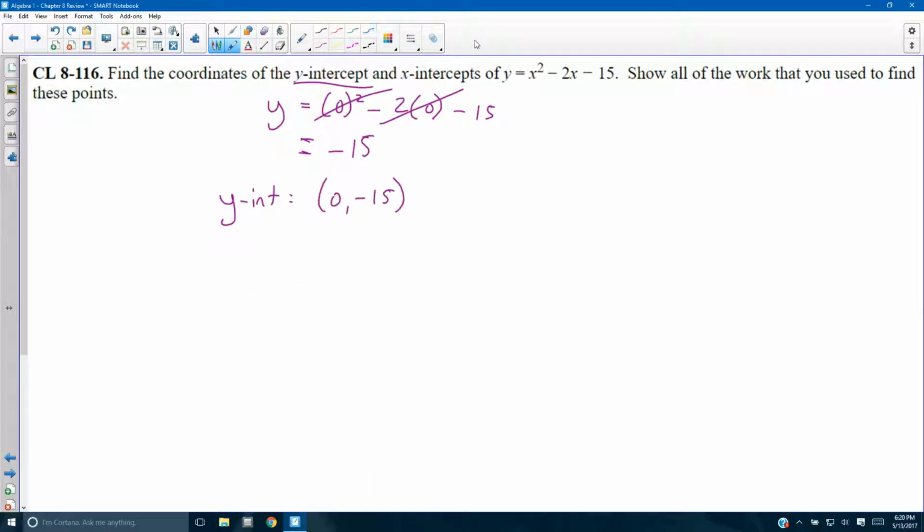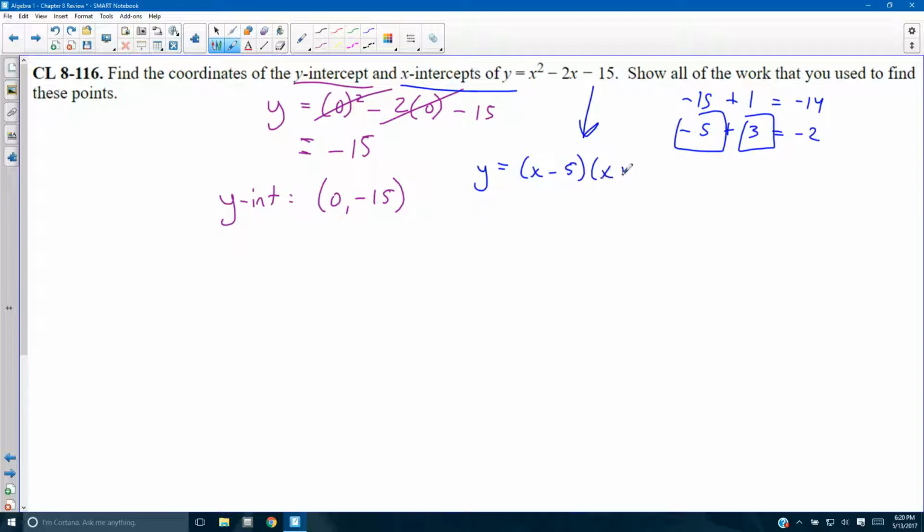X-intercepts. Factor. y equals x squared minus 2x minus 15. Remember, the more I factor with 1x squared, the less I want to do diamond and rectangle. What two numbers multiply to negative 15 and add to negative 2? Here are your factors of 15. The product is negative, which means one of these numbers is negative, one's positive. The sum is negative, which means the larger number is negative. So test both of these, and it looks like it's negative 5 and positive 3. So this factors down to (x minus 5) times (x plus 3).